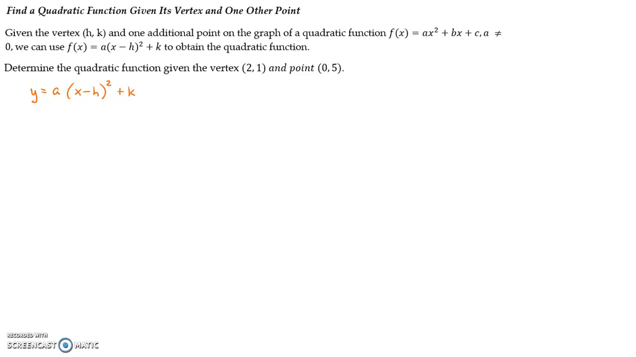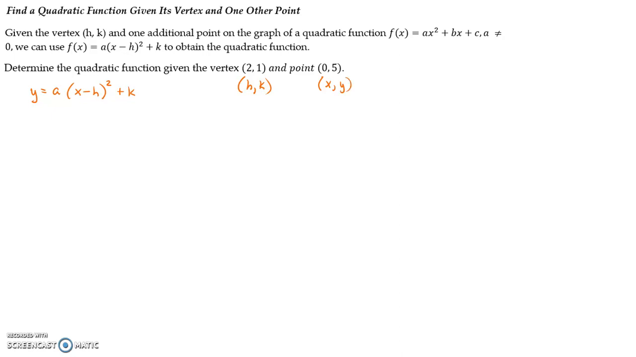As we're working with this, keep in mind that our vertex is represented by the h, k value, that's our point for the vertex, and x and y in this case is going to represent the other point that we're working with. So in this question, we want to determine the quadratic function. Our vertex is going to be the point (2, 1), and we're going to also be working with the point (0, 5). So let's go ahead and label these pieces. Since my vertex is (2, 1), that is the h and the k value. And for the point (0, 5), this is going to represent our x and y.